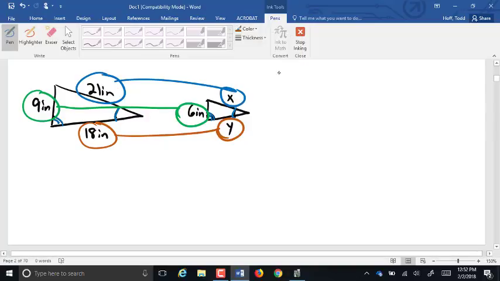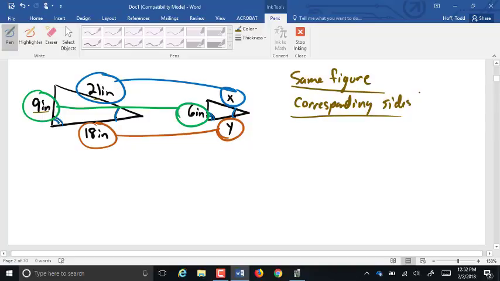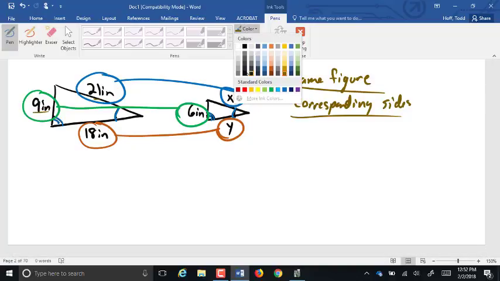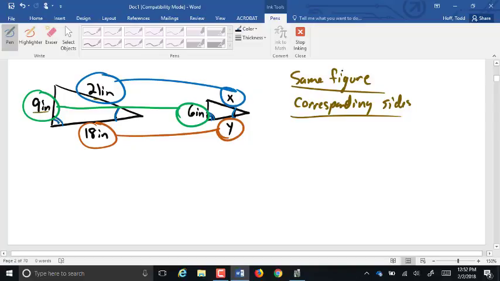Now we've looked at these proportions, and you recall these proportions have to have relationships in both directions. Here there are 2 relationships. One is sides that come from the same figure. So that would be the 9, 21, and 18 are all related. The 6, X, and Y are all related because they're from the same figure. Or corresponding sides. So the 9 and the 6, of course, correspond, and so on. So when we set up our proportion, we have to have one of those 2 relationships in each direction.